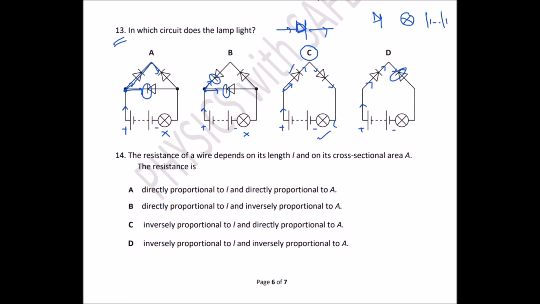Question number 14. The resistance of a wire depends upon its length L and its cross-sectional area A. The resistance is, and you have 4 options. Look at this diagram. The resistance of a wire depends upon its area and length like this. This is the length of the conductor and this is the cross-sectional area.